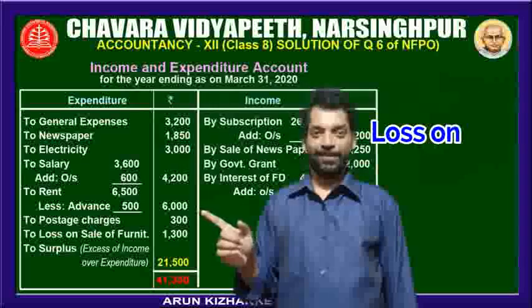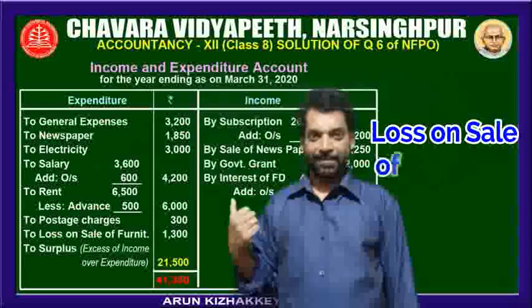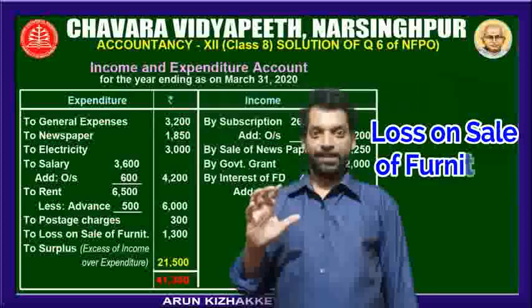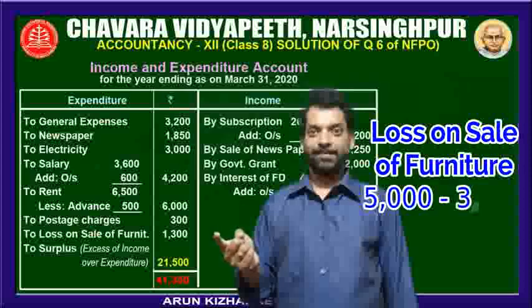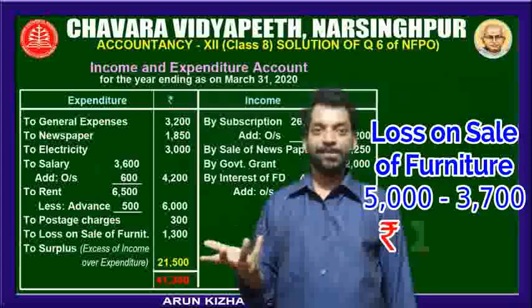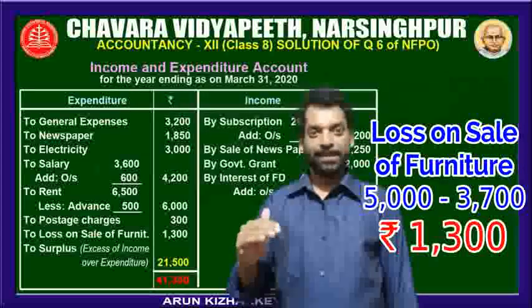See the new item, to loss on sale of furniture. I think I already told this when I discussed the IND account. Because the book value of the furniture was rupees 5,000 and it was sold for rupees 3,700. The difference is 1,300. It is a loss because we sold at a lower price than the book value.